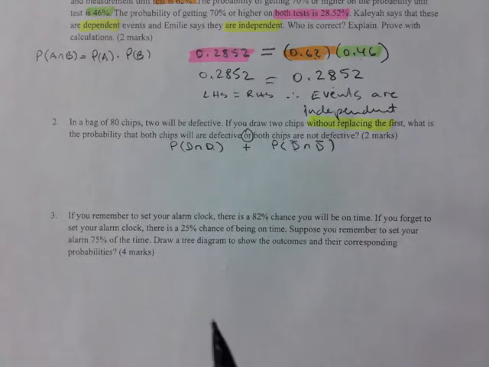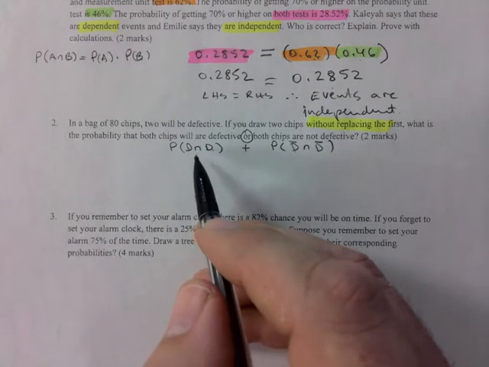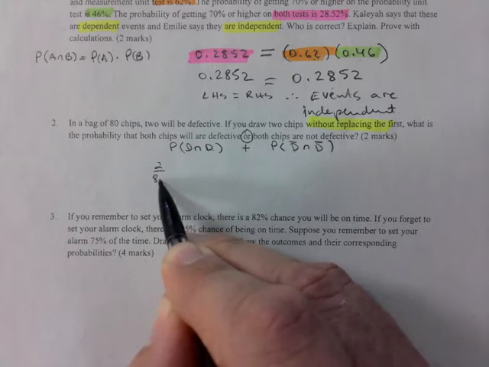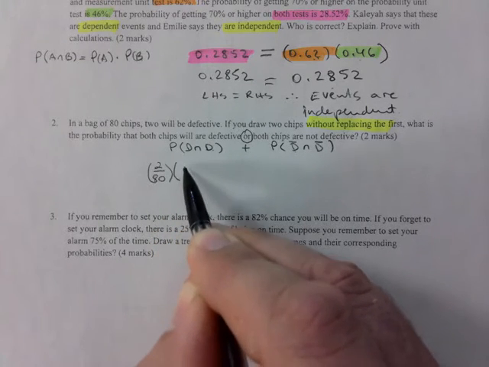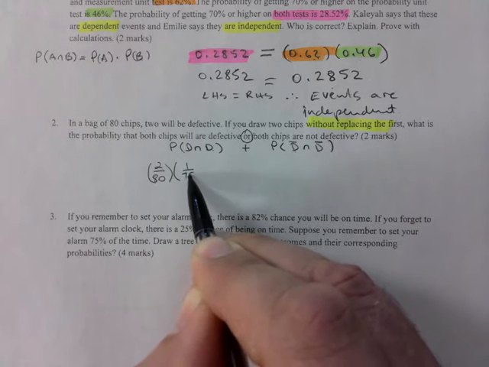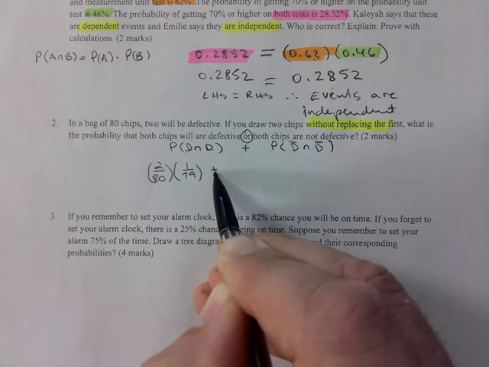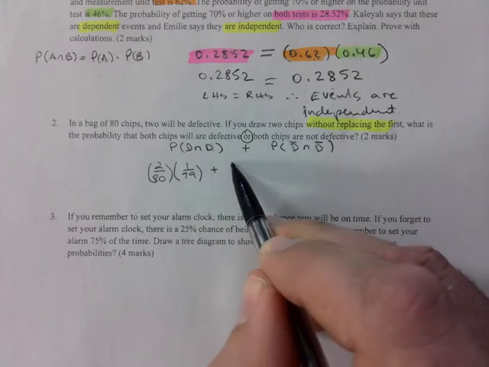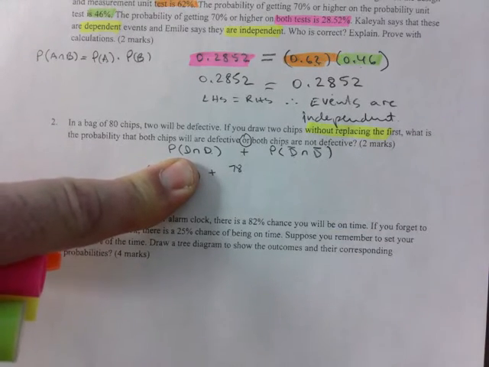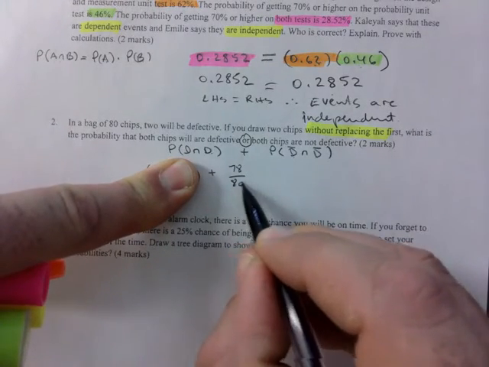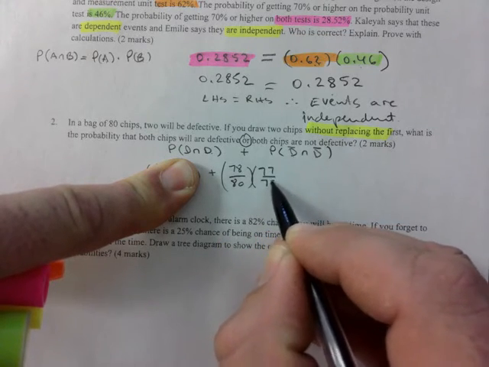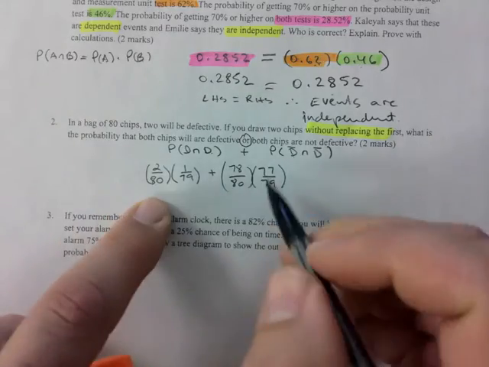Find both of them. Because things are not being replaced, I'm going to figure out the defective first. At first I have 2 out of 80 that are defective. And then because I drew that one and I'm not replacing it, there's 1 out of 79. Plus, probability of not being defective, well, you kind of reset. You forget this. Now let's look at that second scenario: 78 out of 80 times 77 out of 79. So these are the probabilities.